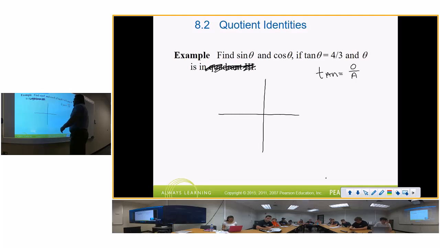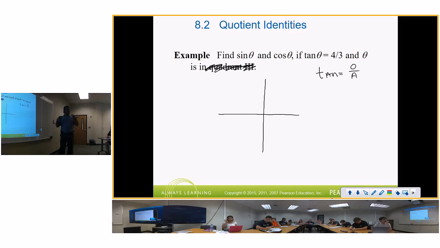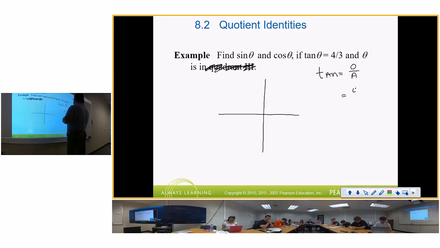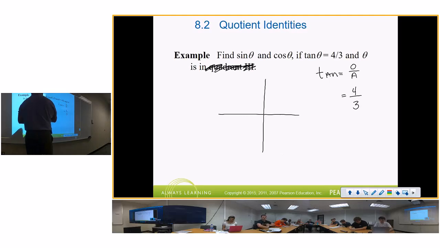Now, the reason I'm saying everything out loud is that's what you need to be thinking. I'm not doing it because I need to; I can do it in my head and not say a word. But I'm doing it because that's what you need to be saying to yourself. That means 4 is the opposite and 3 is the adjacent. They're both positive, so I'm going to put that right there. That's the adjacent. That'd be 3.